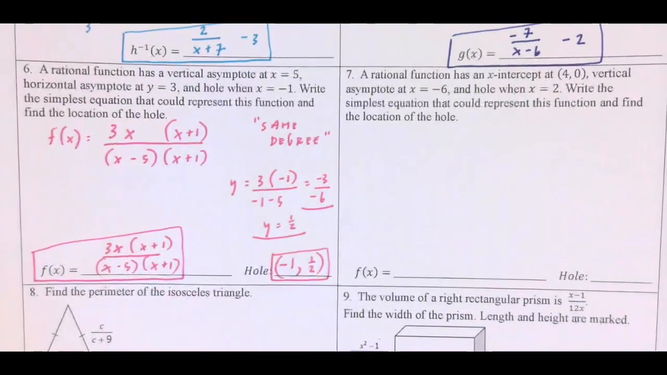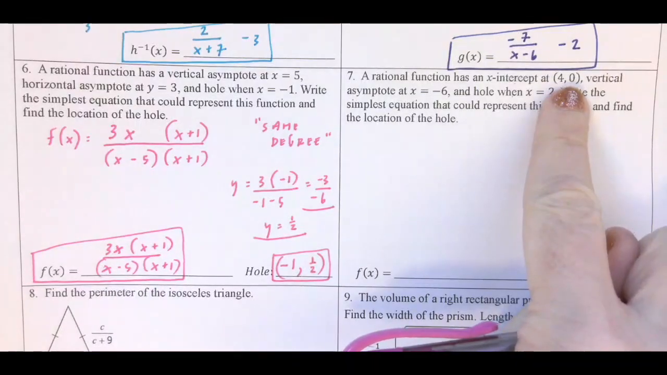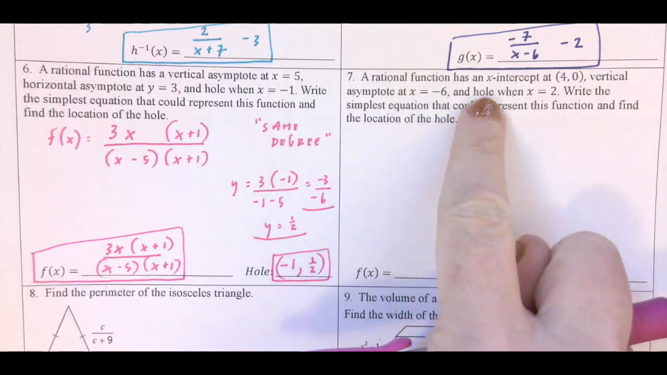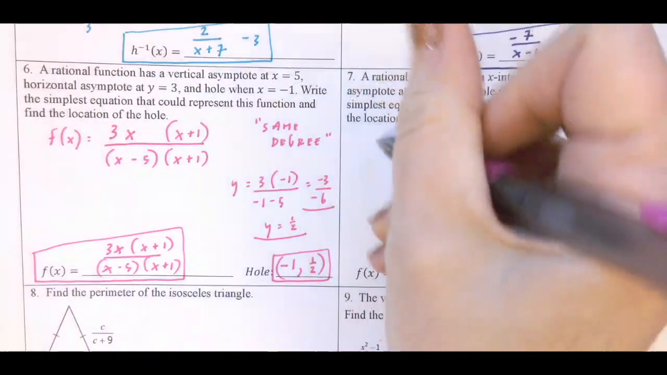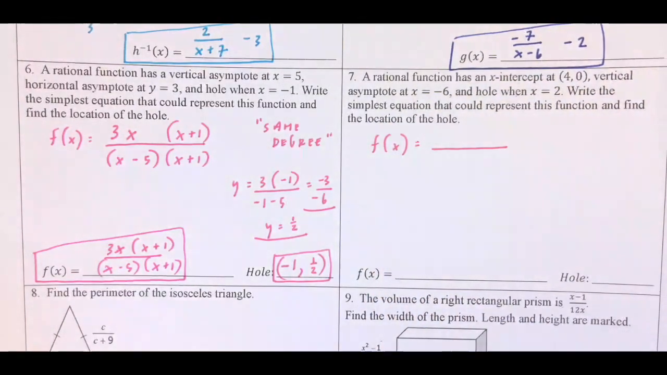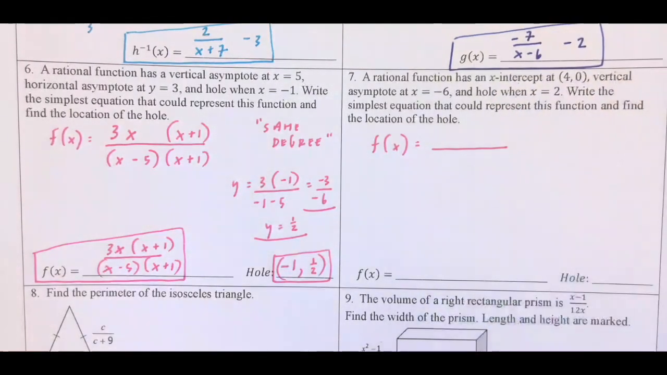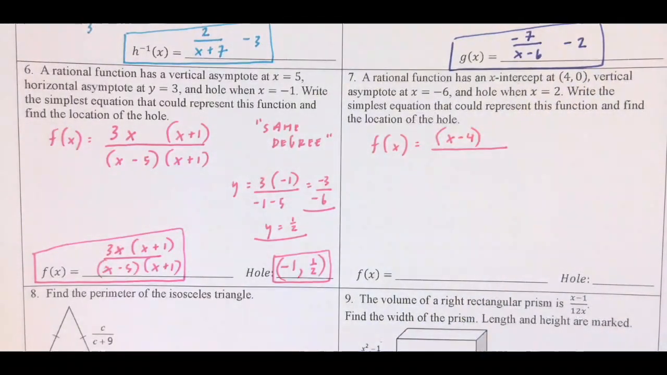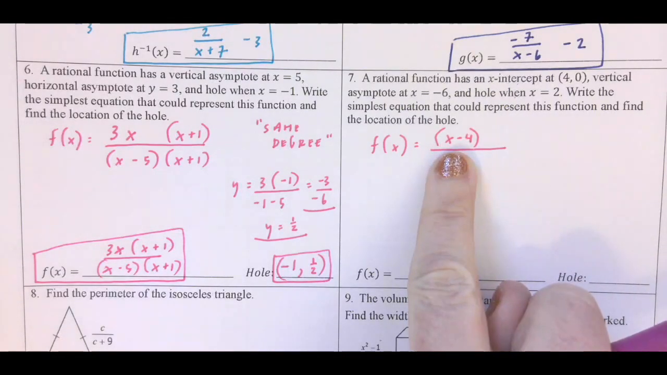All right, second one here. Rational function, we have an x-intercept at 4, 0, a vertical asymptote at x equals -6, and a hole when x equals 2. So same instruction. Let me just flesh out f of x equals big fraction bar. Okay, so if I need an x-intercept at 4, 0, then on top I must have a factor of x minus 4 that doesn't cancel away. So that factor on top produces the x-intercept.